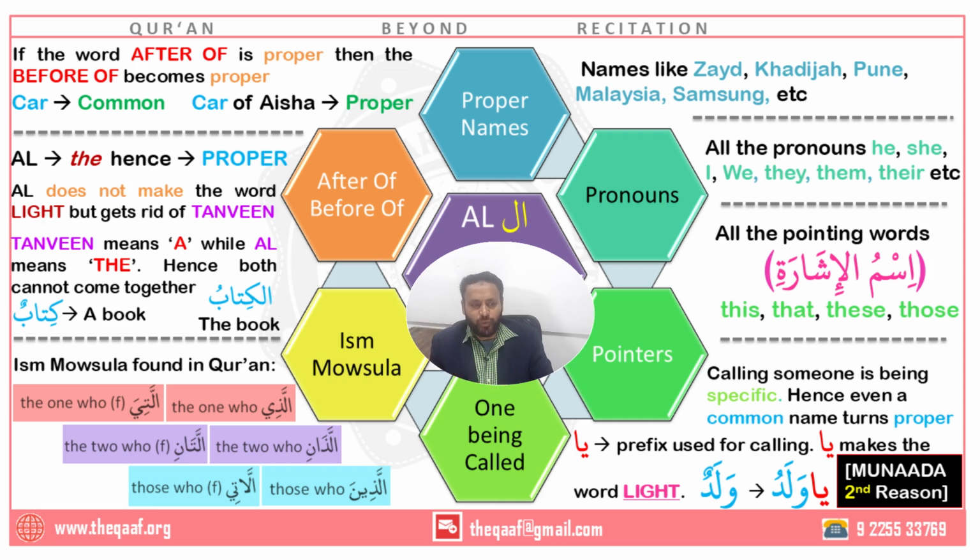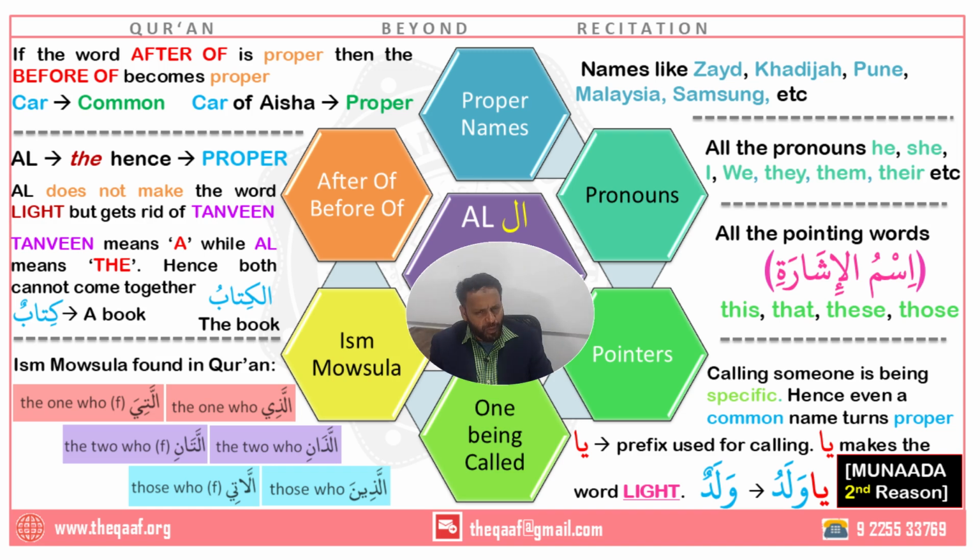It only removes tanween, because al means the. So in English also, you cannot have a and the together. The apple, no. Or the house, no. Either say a or the. That's why when you put al, one of the tanween goes away. For example, kitabun. Kitabun means a book, basically. But if I put al, one of the dhamma goes away and it becomes al-kitabu, and it translates as the book. Okay? The book is proper. A book is common. So al is the first way to make the word proper.